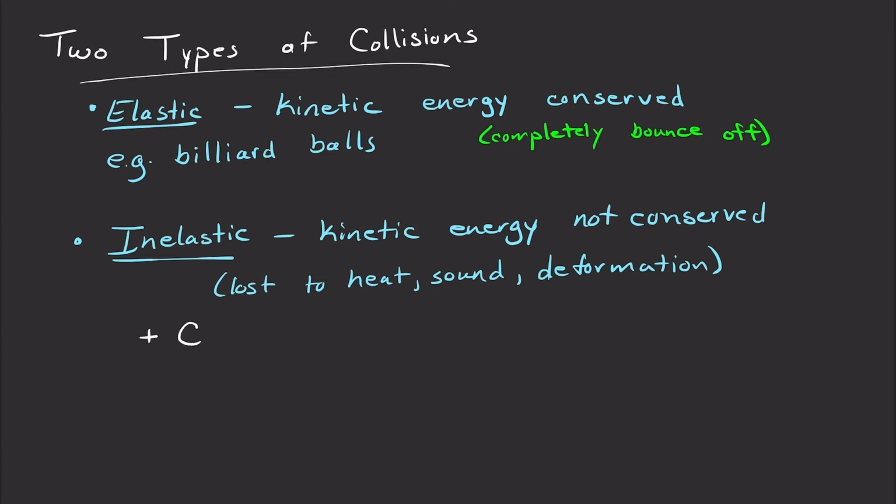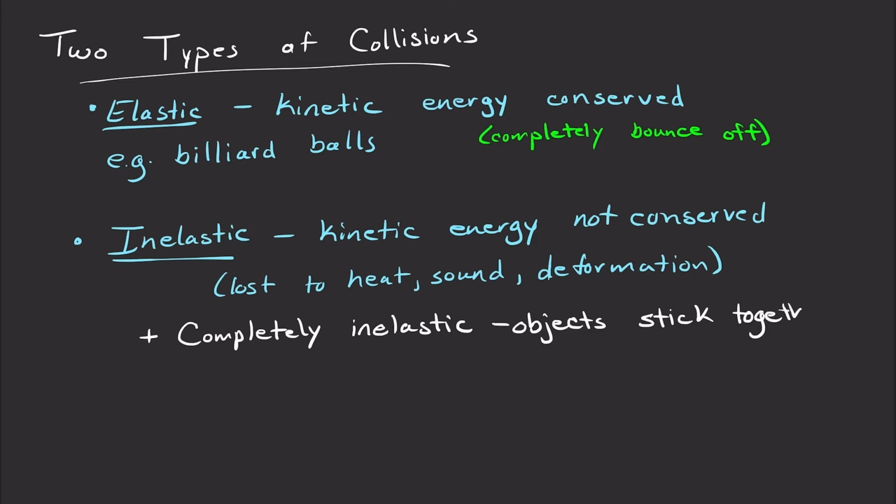Okay, and so if a collision is completely inelastic, this means that the objects stick together. Okay. So when they stick together, this is the maximum amount of interaction they can have. And then if kinetic energy is not conserved, but the objects don't stick together, then these are just partially elastic, partially inelastic. Okay.